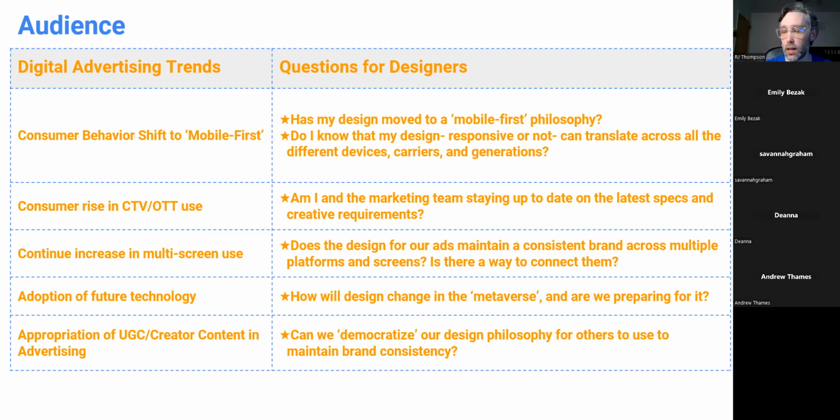So adoption of future technology, you know, things like the metaverse. You know, it took a rough stumble. This year and last year, especially throughout the major phases of the pandemic, it'll be back. It will absolutely be back. So prepare accordingly. And then the appropriation of user-generated content or influencers, paying people to generate content for you.